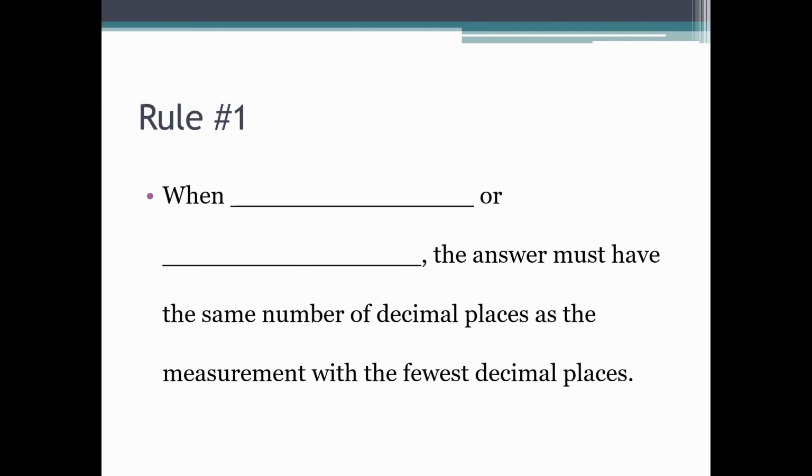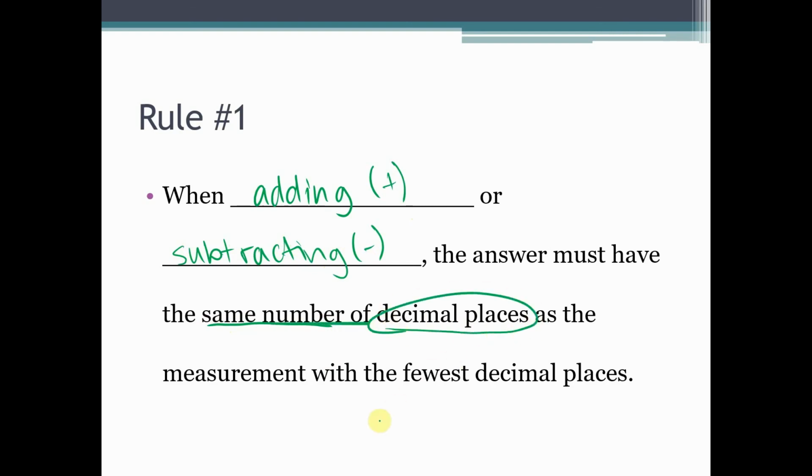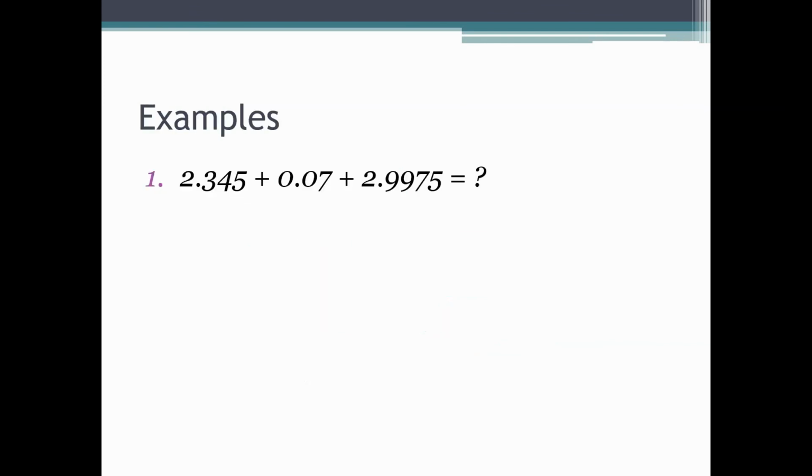Rule number 1. When adding, that's the plus sign, or subtracting, the answer must have the same number of decimal places as the measurement with the fewest decimal places. So now that we've spent all of this time counting SigFigs, the first rule we're going to talk about doesn't need you to know how many SigFigs there are. You just need to know which digits are significant. What does this mean? Let's take a look.